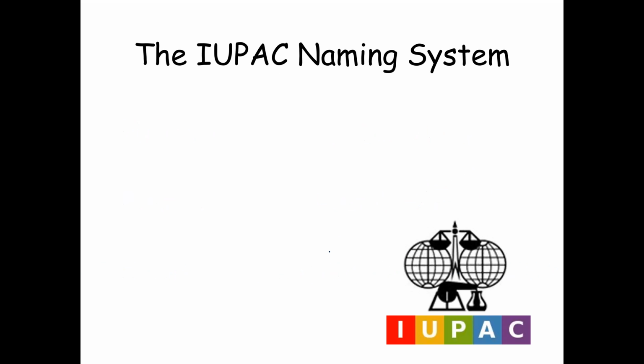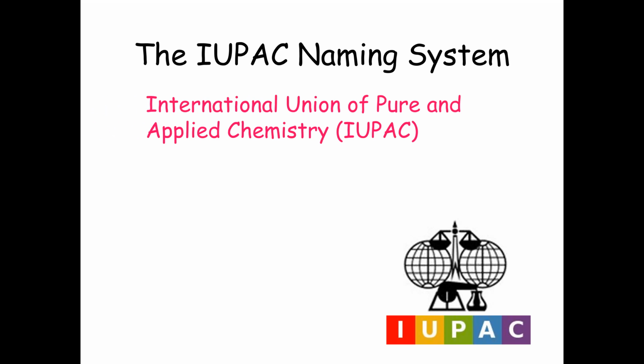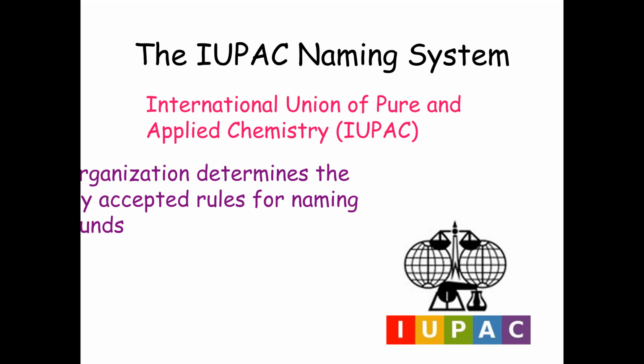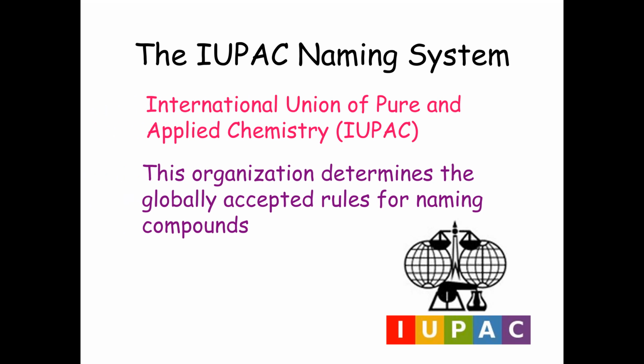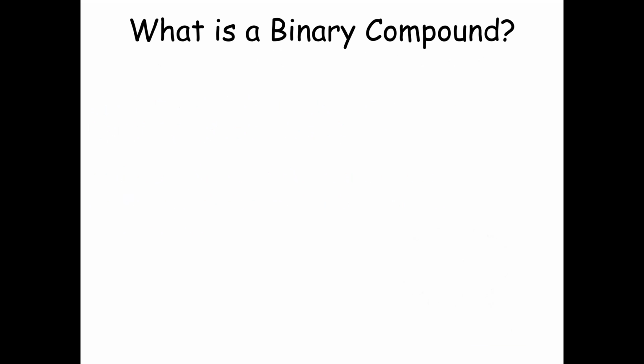What this leads us to is the IUPAC naming system. If you see this in a question on a test or in a homework assignment, don't get worried. It's just an official, international way of naming chemical compounds, so there are the same rules all over the world. IUPAC stands for the International Union of Pure and Applied Chemistry. This organization determines the globally accepted rules for naming compounds, and these are the rules we're going to be learning in this unit.